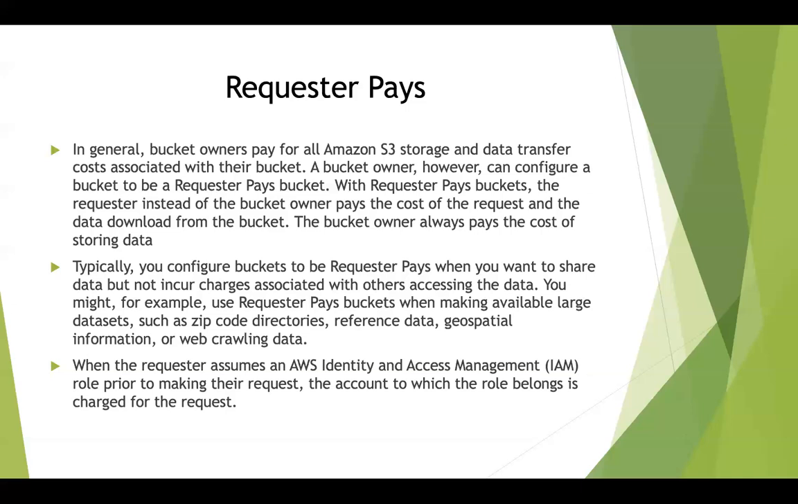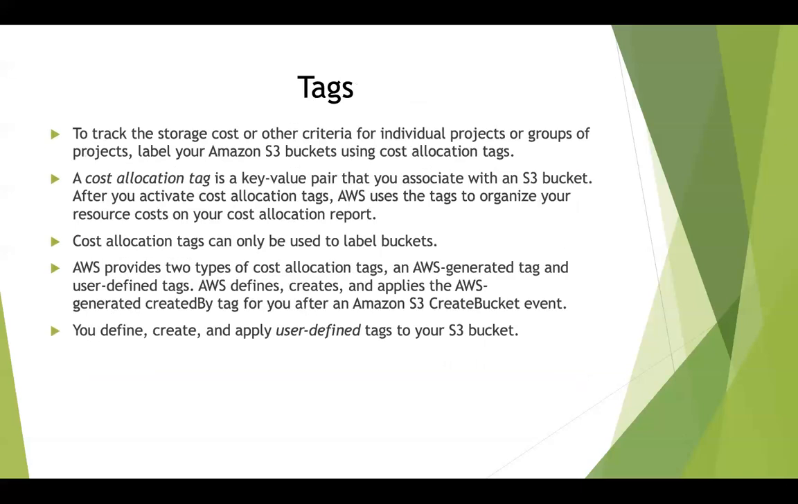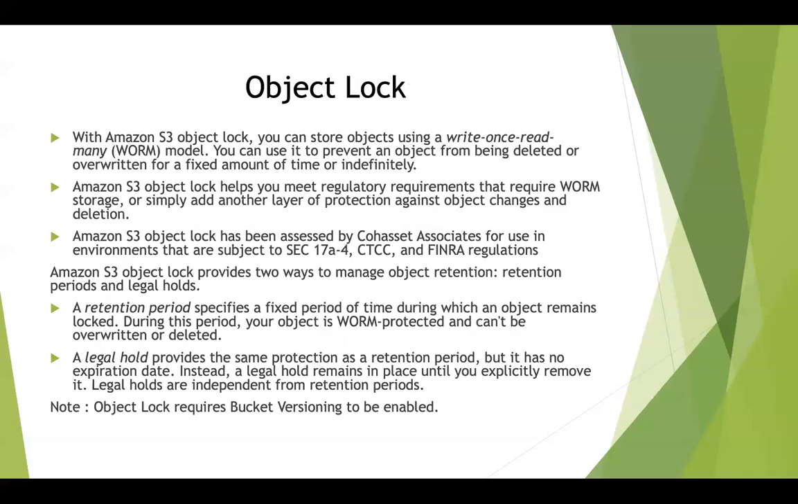So today we have looked at 5 different properties, starting with object lock. It uses the write once read many model, and you can use it to prevent an object from being deleted or overwritten for a fixed amount of time or indefinitely. There are two types of periods called retention period and legal hold. Retention period specifies a fixed time during which an object remains locked. So during this period, your object is WORM protected, cannot be overwritten or deleted.